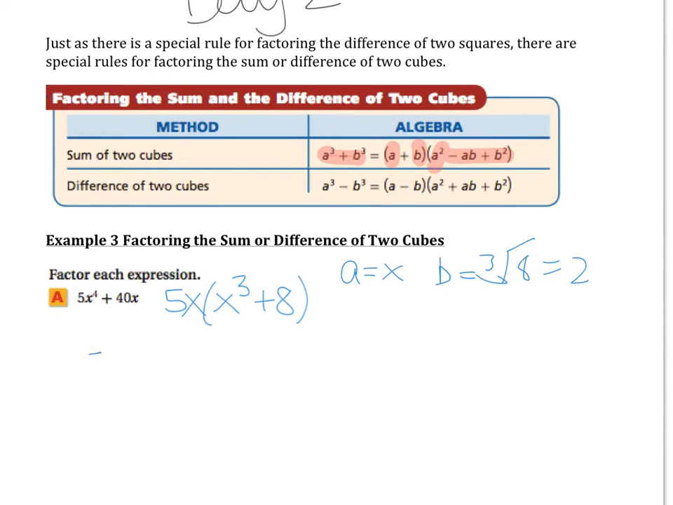So we have, and don't forget the 5x out in front. So this would be x, same sign, plus b, which is 2. And then we look at the x plus 2 part. You square the first term, change the sign, multiply the two together, always add 2 squared, which is 4.